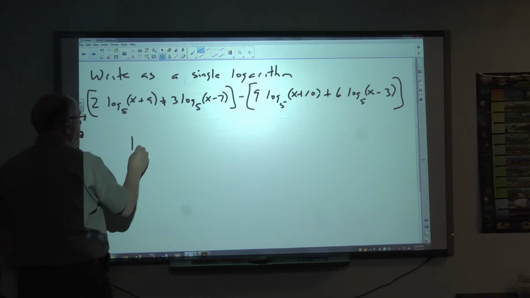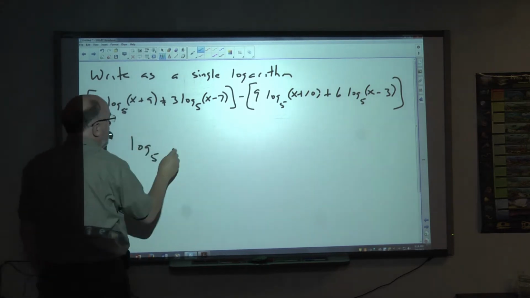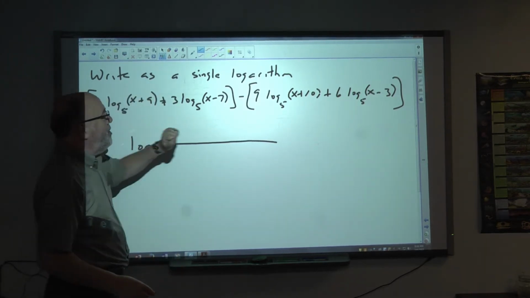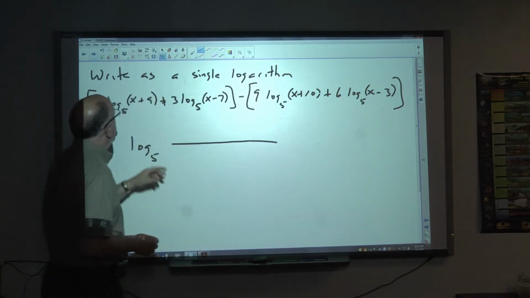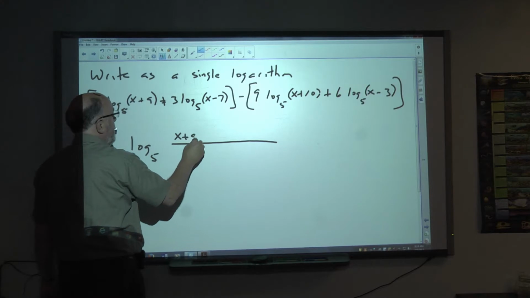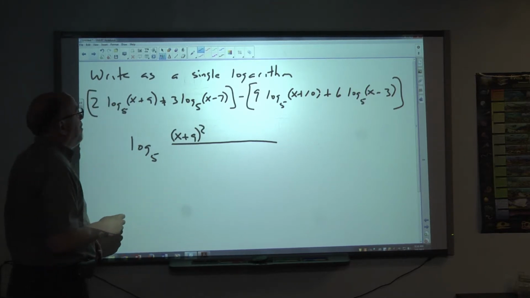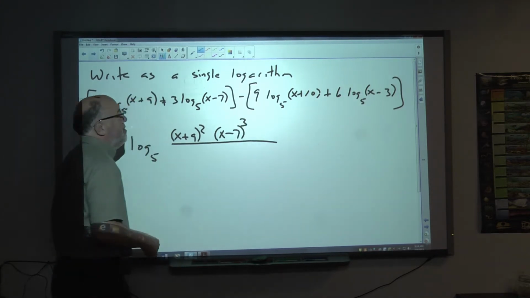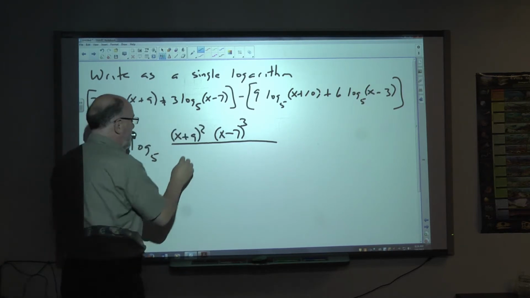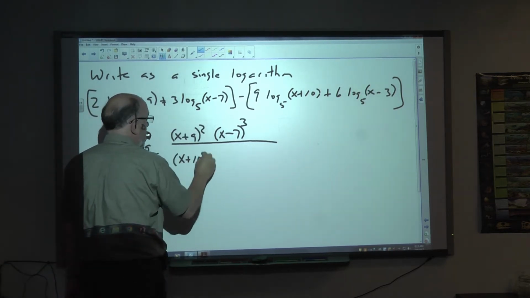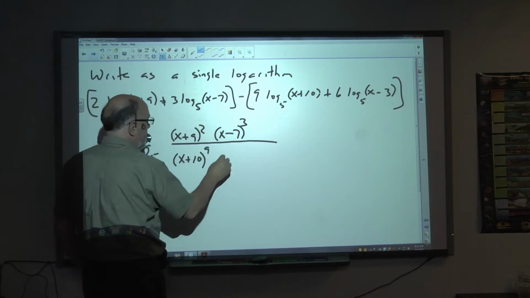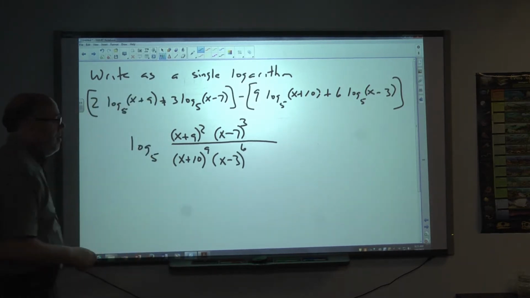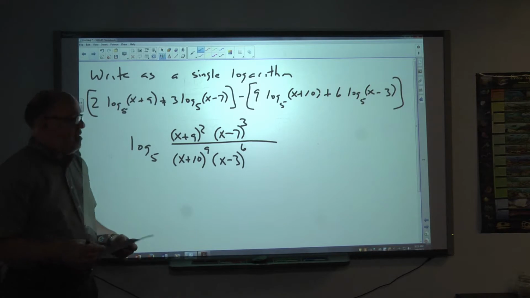So we know it's going to be log base 5. The minus means we got our fraction bar here. And then basically everything on this side goes on the top. Everything on this side goes on the bottom. And so we got the x plus 9. That's going to be squared because of that number up front. And then we get the x minus 7. That term is going to be cubed over my x plus 10, that number to the 9. And then the x minus 3, and that raised to the 6th power. And we have rewritten that as a single logarithm.